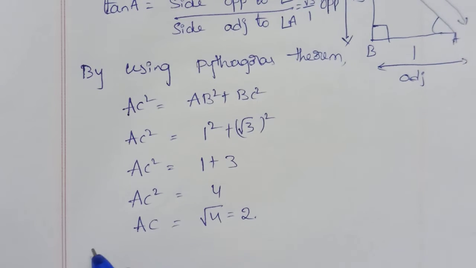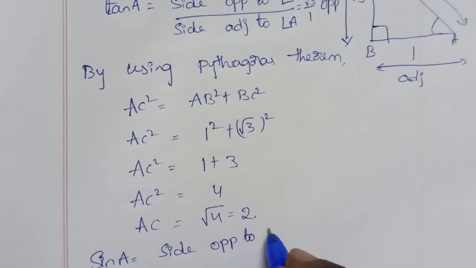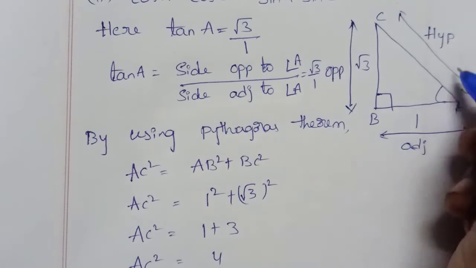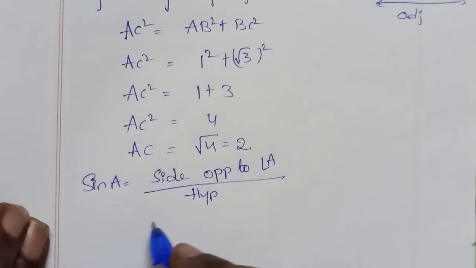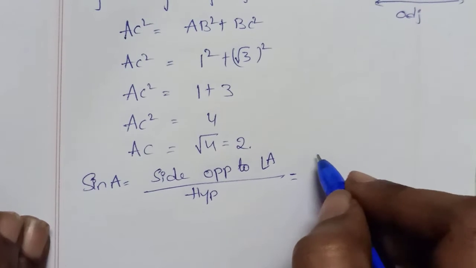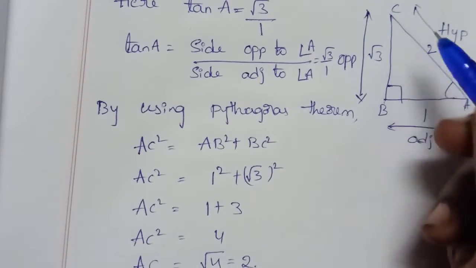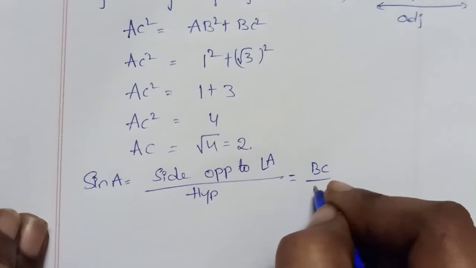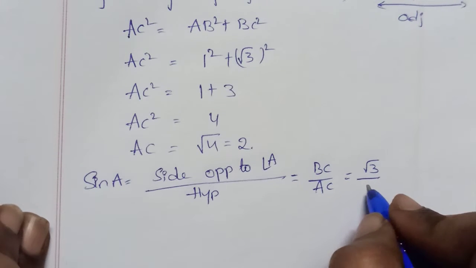Now we have to find the value of sin A. Sin A is equal to side opposite to angle A by hypotenuse. Here AC length is 2. That is equal to side opposite to angle A, which is BC, by hypotenuse AC. BC length is root 3 and AC length is 2.